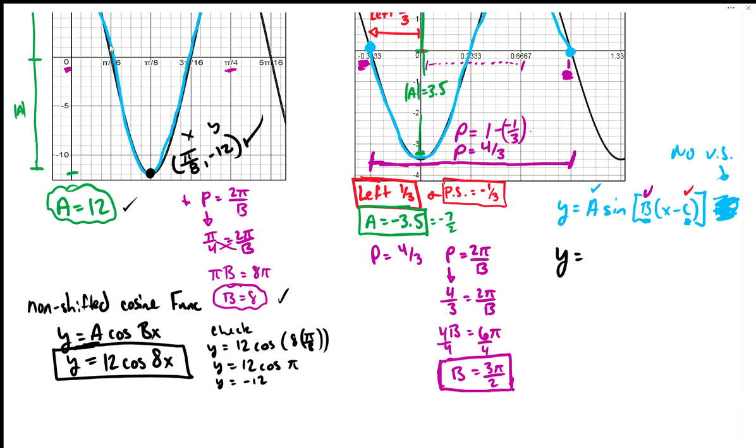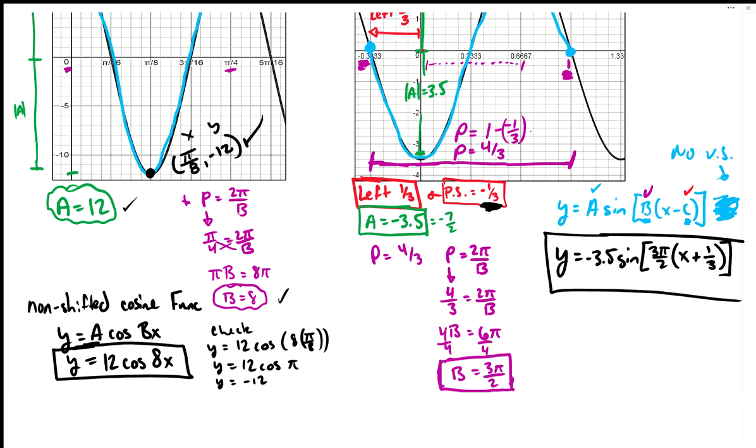So our final answer is y equals negative 3.5 sine. Our b value is 3 pi over 2, parenthesis, x. Now careful here, it really is minus negative 1/3. Or with shifts, you can think opposite. So plus 1/3, parenthesis, bracket. There we go. Okay, so that's our answer.